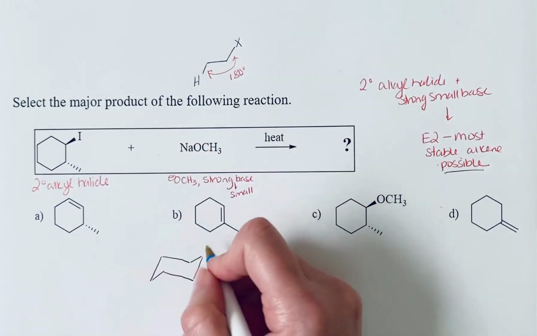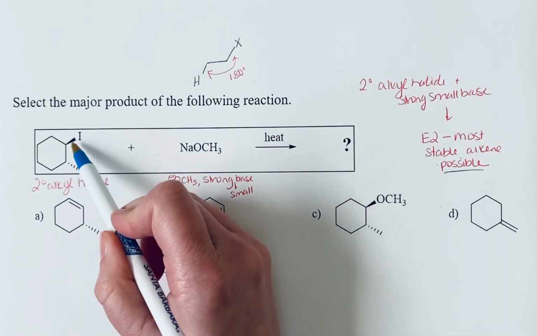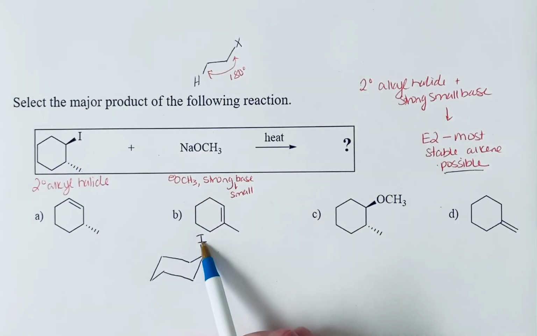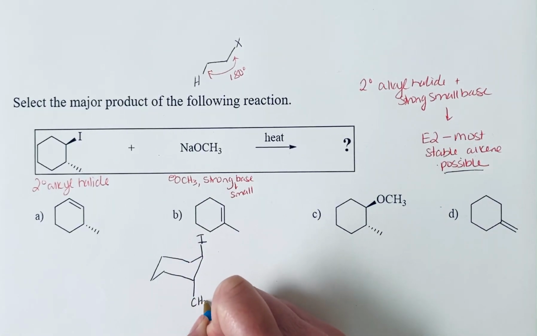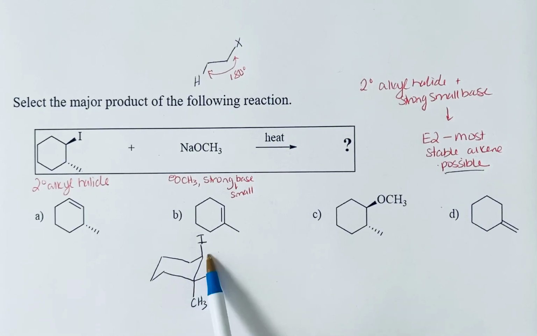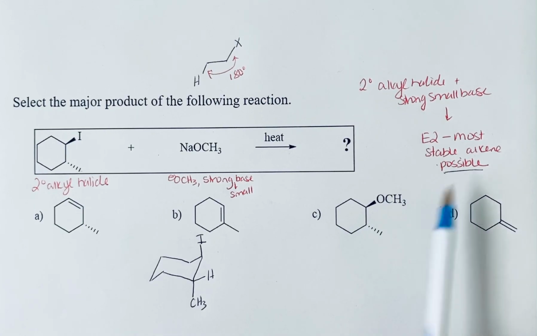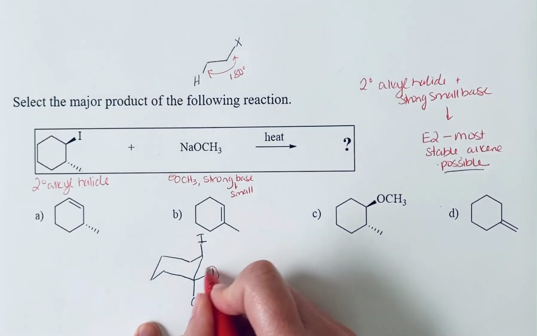So I am going to draw the iodine on the axial bond. This methyl group here is pointing in the opposite direction. So the iodine is pointing up. That means that the methyl group is pointing down. So I have a methyl group here at this axial position. And so I also have hydrogen. And ideally, I would form an alkene here because that would be the most stable alkene. However, we said it's the most stable alkene possible. We can't take that hydrogen because it's not 180 degrees away from the leaving group.